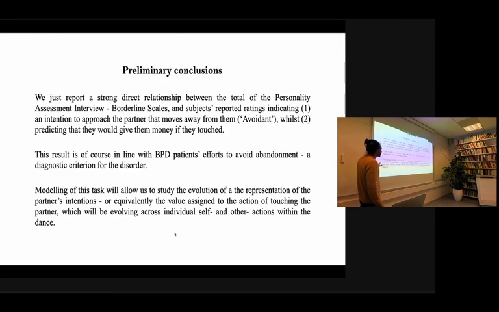Modeling of this task, we want to model this task on a move-by-move basis, if it's possible. So trying to predict whether the move is going to be an approaching move or a distancing move of the subject based on the history of the dance. The modeling of the task will allow us to study the evolution of a representation of the partner's intentions, or the value assigned to the action of touching the partner, to this act of trust, which will be evolving across individual, self, and other actions within the dance.